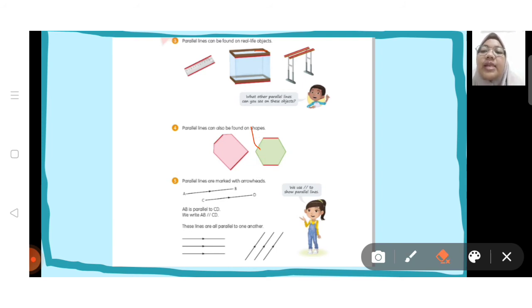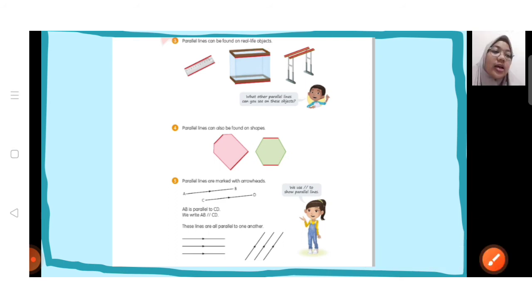Remember, parallel lines never meet each other. You can see this one and this one is an example of parallel lines because if you extend them, they will never meet each other. You can also see around you, like your book, the upside and downside of your book are parallel lines because they will never meet. Mostly we can see parallel lines in a rectangle or square or other shapes. Just remember, parallel lines are lines that, if you extend them, never meet each other.